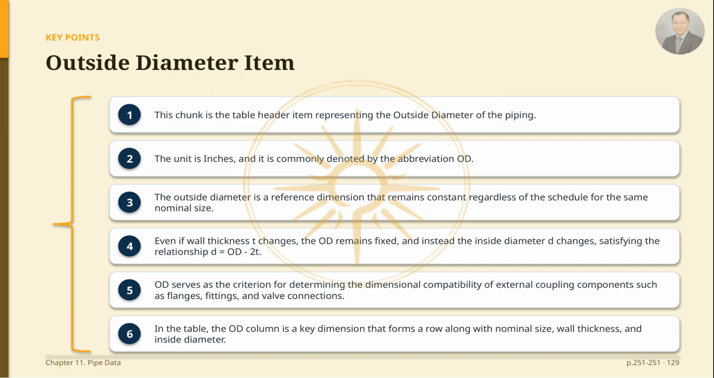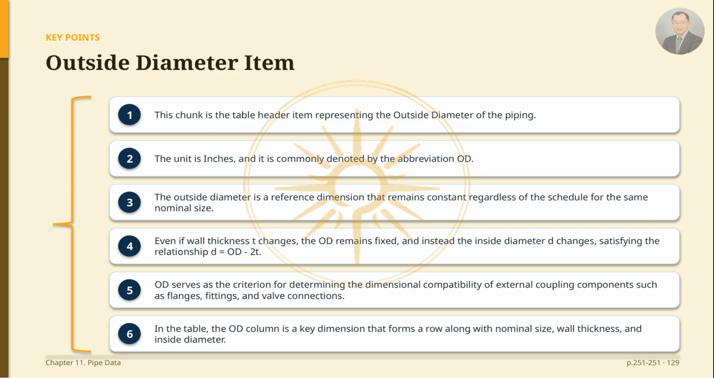Finally, I would like to introduce the outside diameter item of the pipe. In English, it is called outside diameter, commonly abbreviated as OD, and the unit is inches. The most important characteristic of the outside diameter is that it is a reference dimension that remains constant regardless of the schedule number within the same nominal diameter. In other words, even if the wall thickness T changes, the outside diameter OD remains fixed, and instead, the inside diameter D changes. This relationship is exactly D equals OD minus 2T.